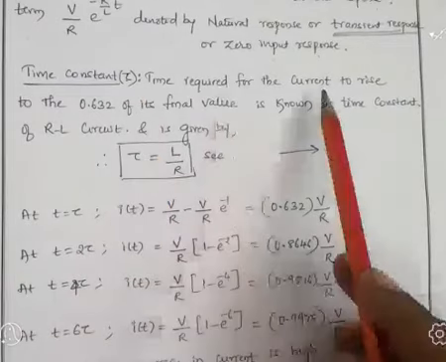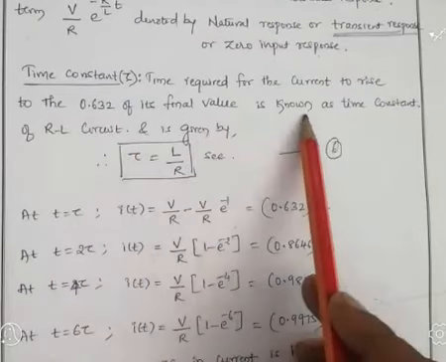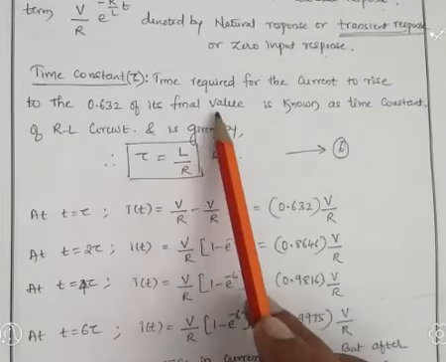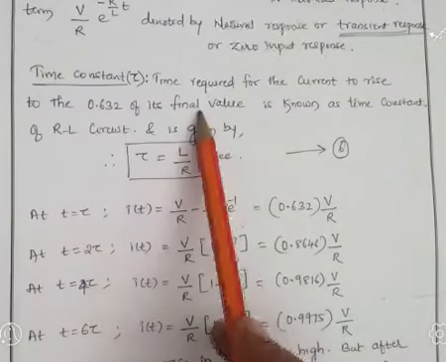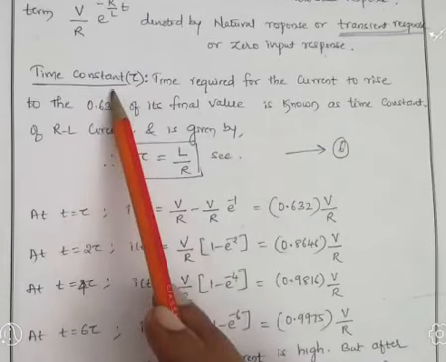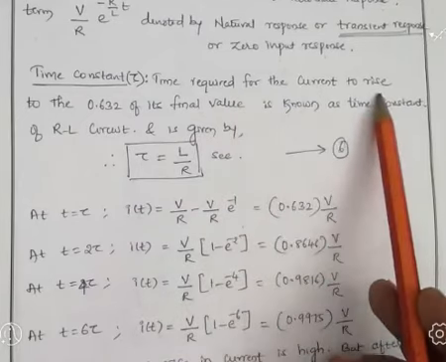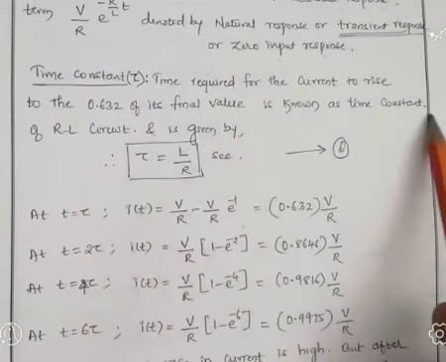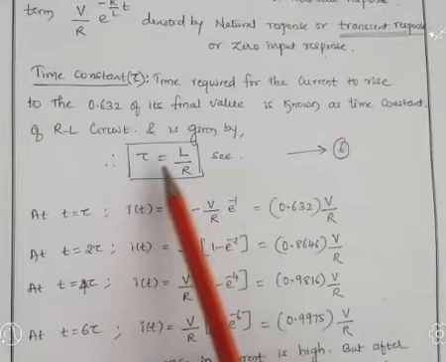The time required for the current to rise to 0.632 of its final value is known as the time constant. What is meant by time constant? We have a maximum current value. When the current reaches 0.632 of its final value, the corresponding time is called the time constant tau. For the series RL circuit it is given by tau equal to L by R.